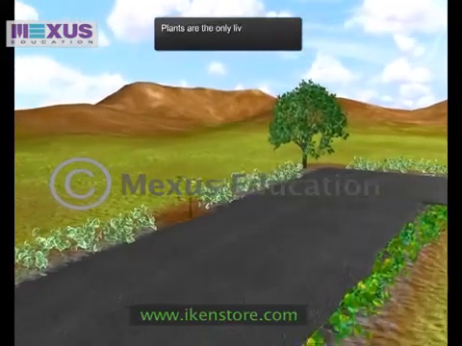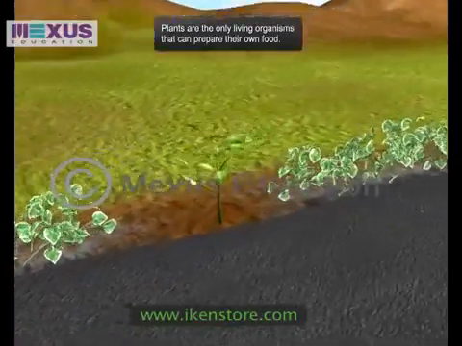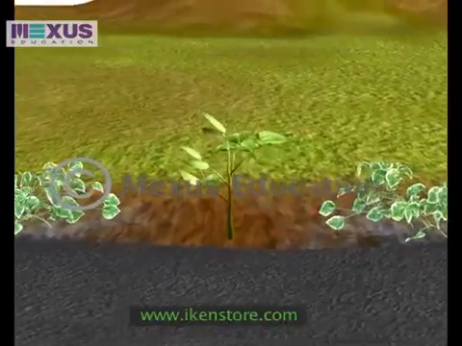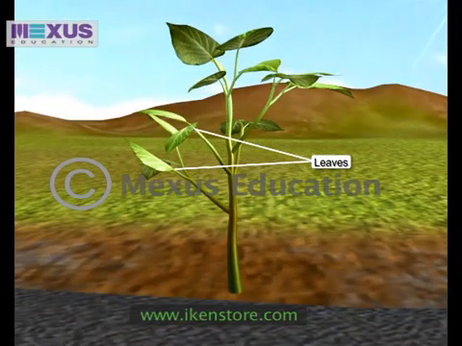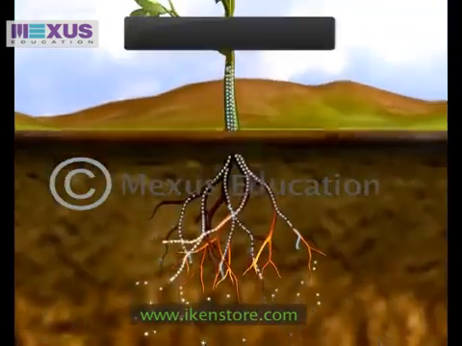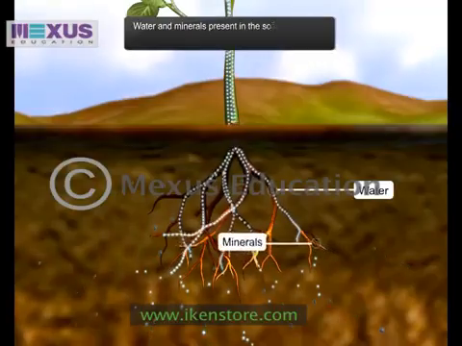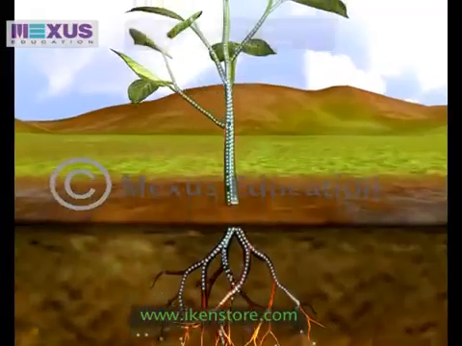Plants are the only living organisms that can prepare their own food. They are called autotrophs. The leaves of a plant are its food factories where the synthesis of food takes place. Water and minerals present in the soil are absorbed by the roots and transported to the leaves.